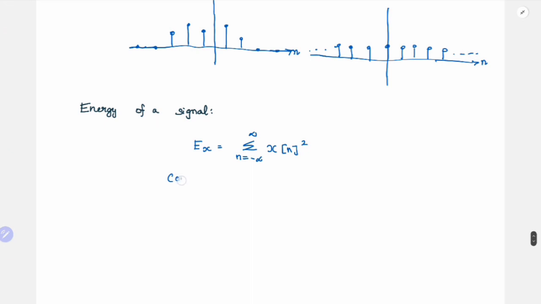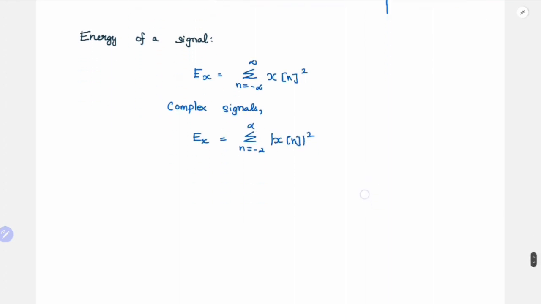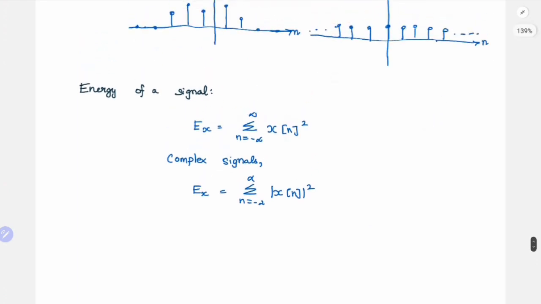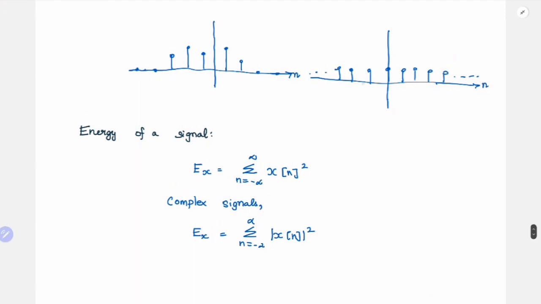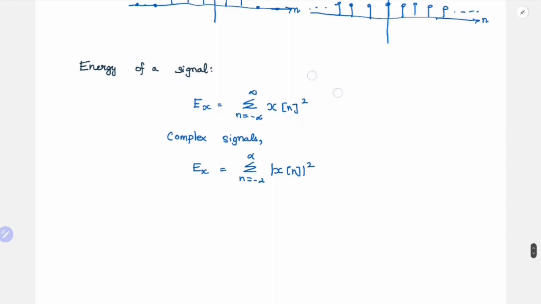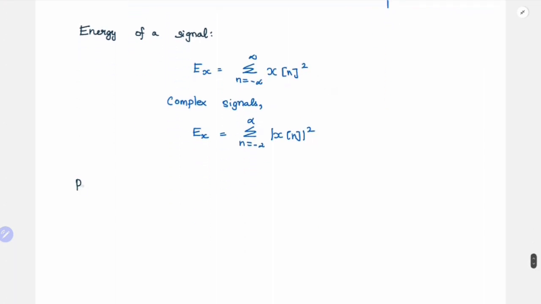So this is for real signals. For complex signals, it will just be the modulus, mod of x of n whole square. Okay. So again, there is some limitation in this, because if it is extending from minus infinity to infinity, this is going to tend to infinity, right? So the energy will tend to infinity. So then we define something called the power of a signal.